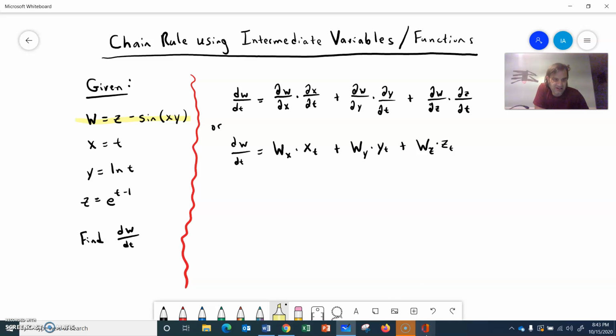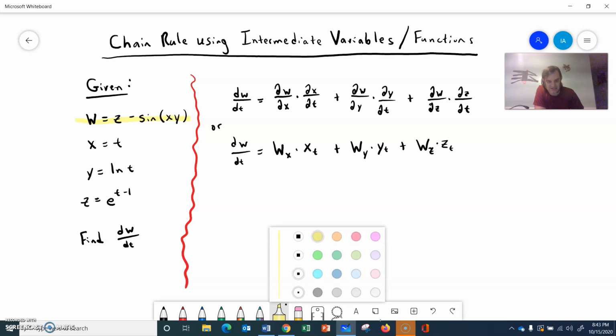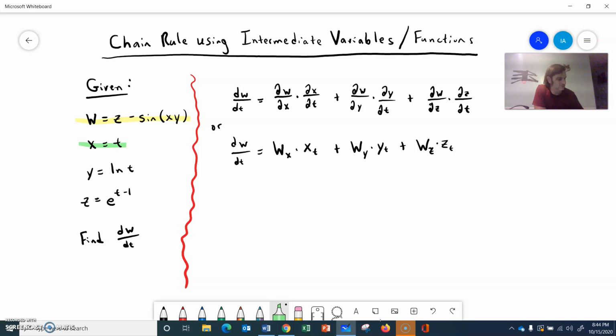So it has three inputs and one output, but what makes it more interesting is that x is a function of t, x equals t. Y is a function of t, y equals the natural log of t, and z equals e to the t minus 1. So w is a function of x, y, z, while x, y, z are functions of t. And our goal here is going to be to find the derivative of w with respect to t.